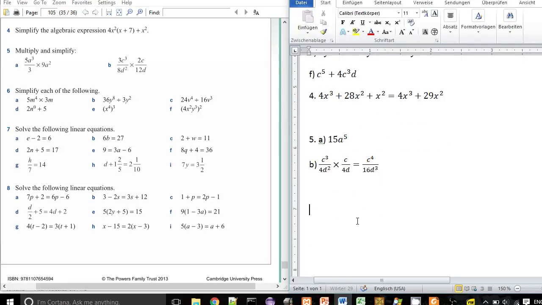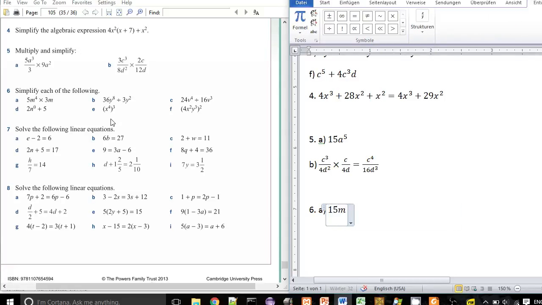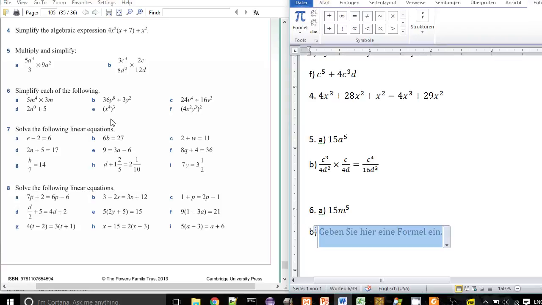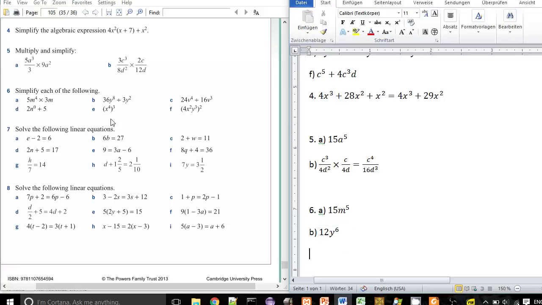Question 6. What are we looking at here? Okay, simplify. 5 times 3 is just 15. M to the 4 times another m is m to the 5. I'll just keep pushing through. 36 divided by 3 is 12. Y to the power of 8 divided by y to the power of 2, you subtract the powers, so y to the power of 6.